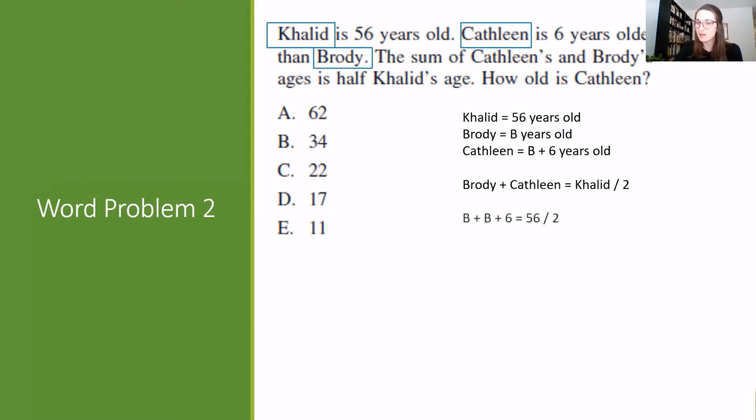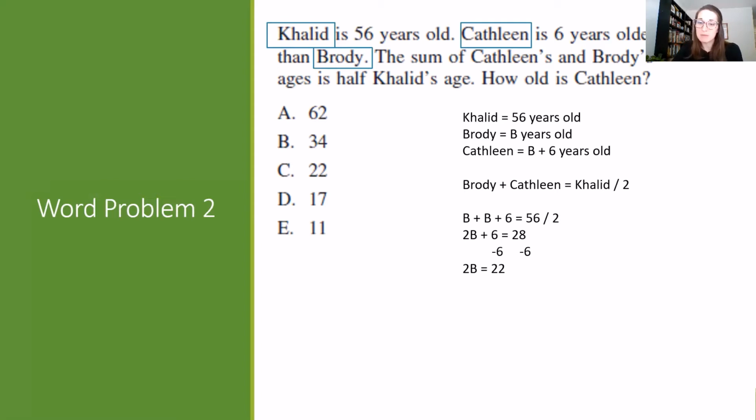And let's plug in our numbers. So here we have it. We have Brody's age, B, plus Kathleen's age, which is B plus 6, and then it equals Khalid's age, 56, divided by 2. Right away, I know we can put those two B's together. So instead of B plus B, we're going to label that as 2B plus 6, and we can divide that 56 divided by 2, which is 28.